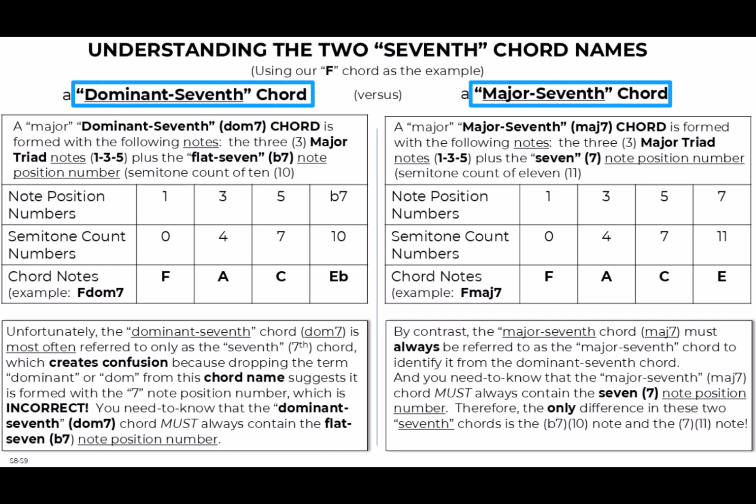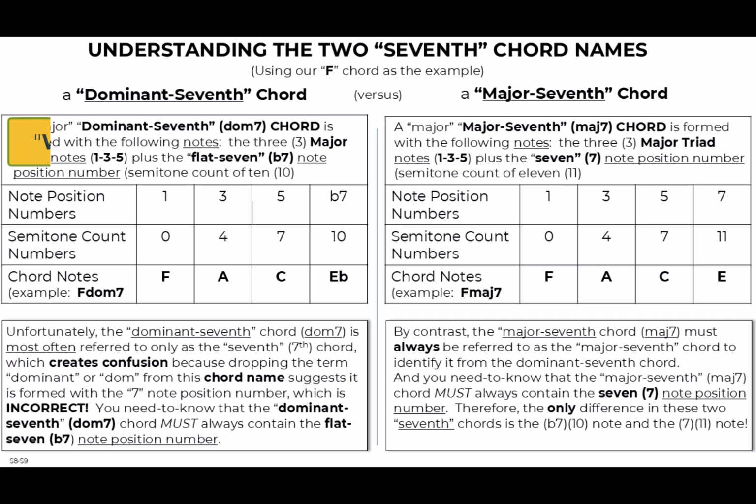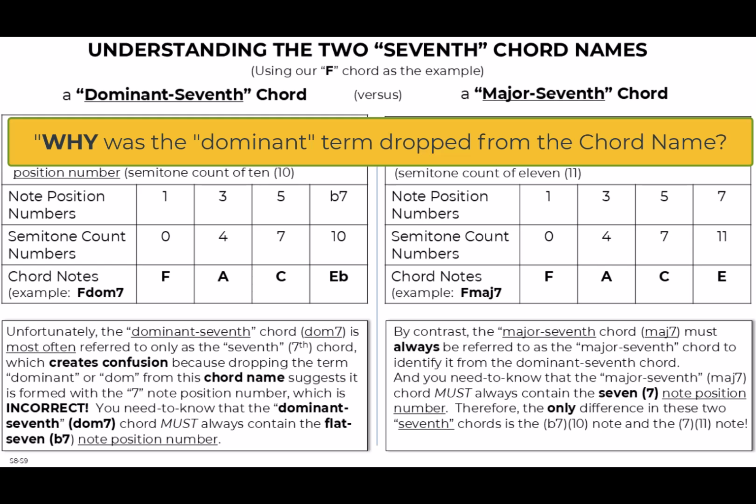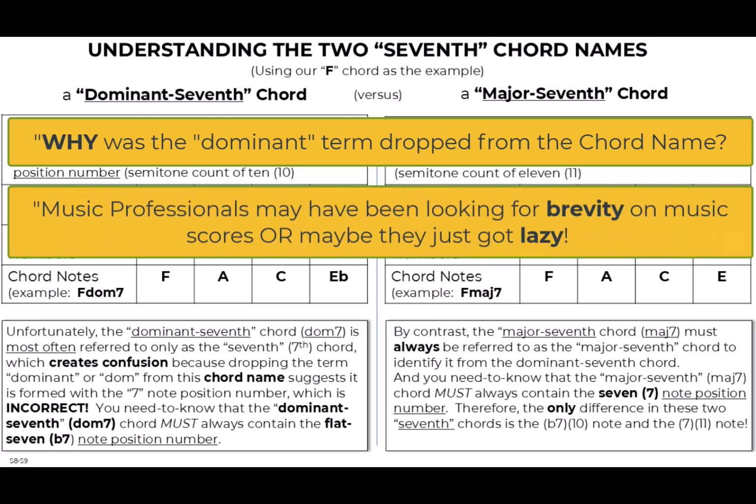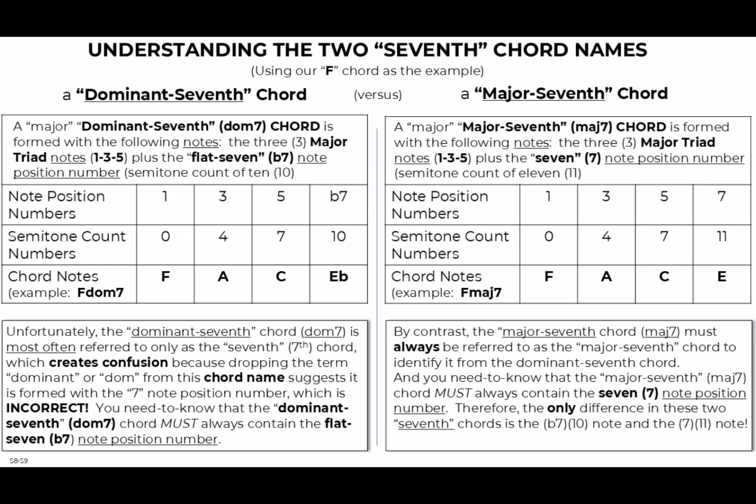And just to finish this 7th chord naming story, you might be asking, why was the word dominant dropped in the first place? The answer, as best as I can determine, is that music composers and music professionals long ago may have been looking for brevity to simplify and gain space on an already crowded sheet music. Or maybe musicians just got lazy. But for whatever reasons, no one likely realized the shortened, quote, 7th chord naming version would create such a misunderstanding. And although there is only one note difference between these 2 7th chords, it is this one note difference that makes them 2 distinctly different chord types, and thus chord names.